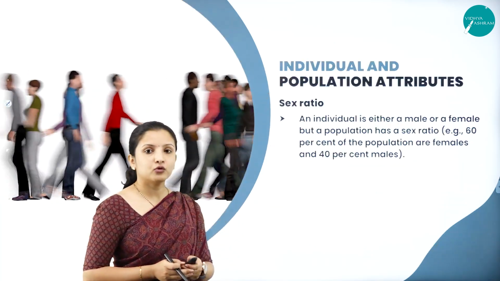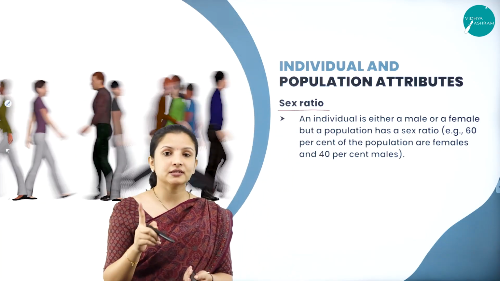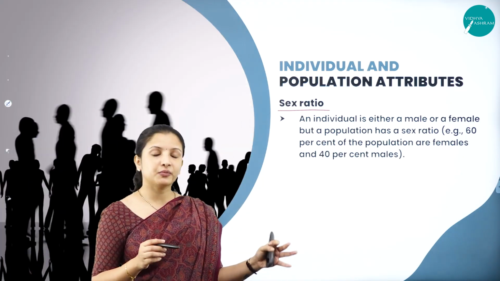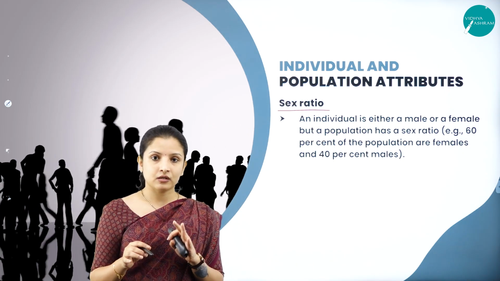So next, talking about one more attribute, that is sex ratio. So far we discussed the number of individuals in a population, how to differentiate between birth and death, and how to differentiate between the death rate and the birth rate.